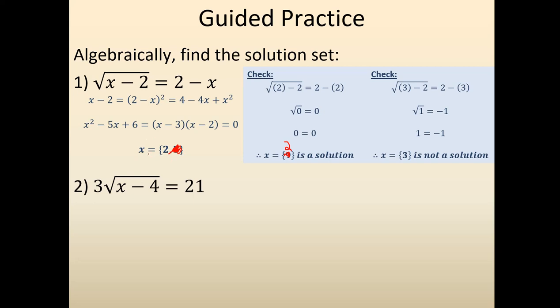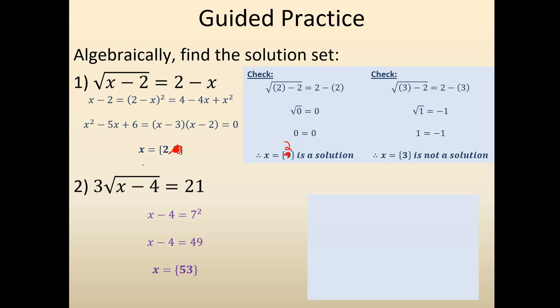Now down to here, do the same thing. This 3 over here, we're going to divide it over. So 21 divided by 3 is 7. So when we square both sides, we get x minus 4 equals 7 squared. 7 squared is 49, so x minus 4 equals 49. Add the 4 over, and we get x equals 53.